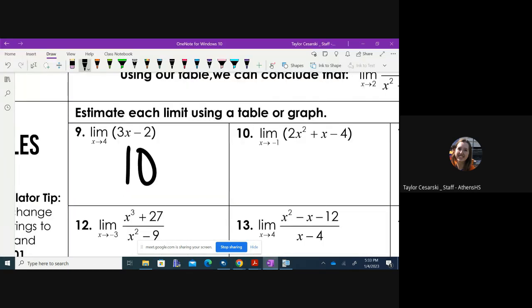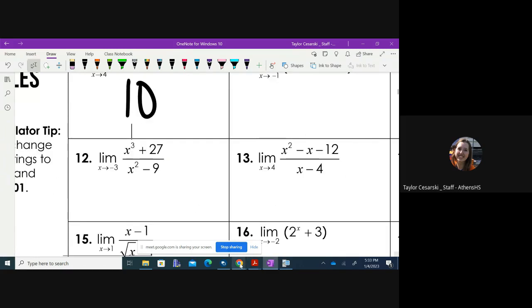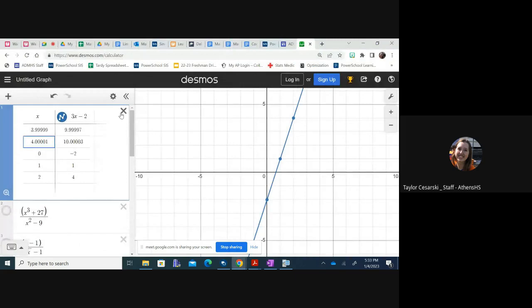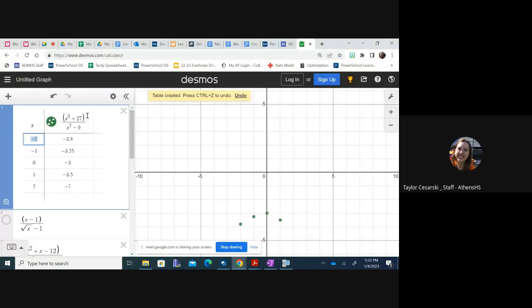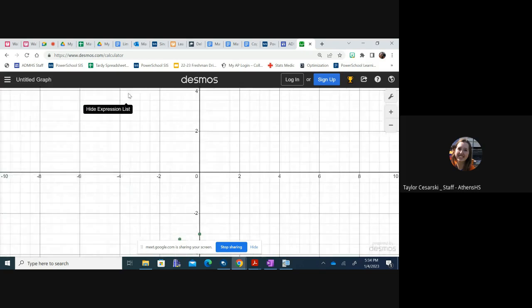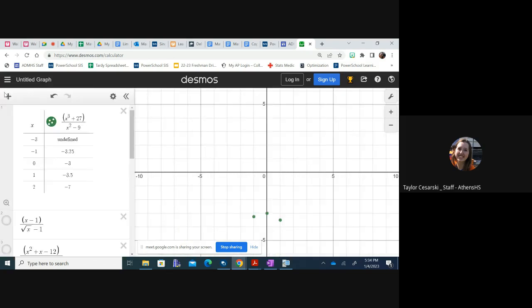Okay, next one, as x approaches -3. This one is a rational function. So if I go into my rational function, we're looking as x approaches -3. So notice on this one, if I type in -3, it's undefined. So that point actually does not exist, okay? But actually, let me go back a step.